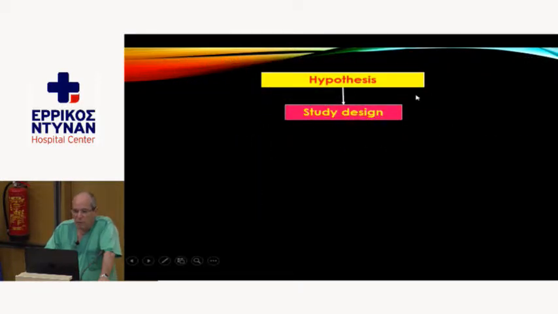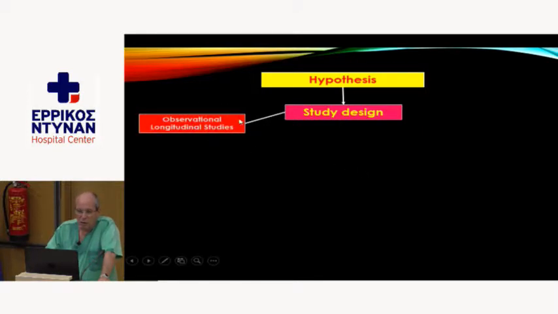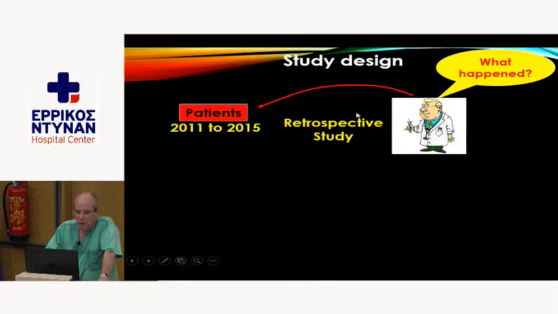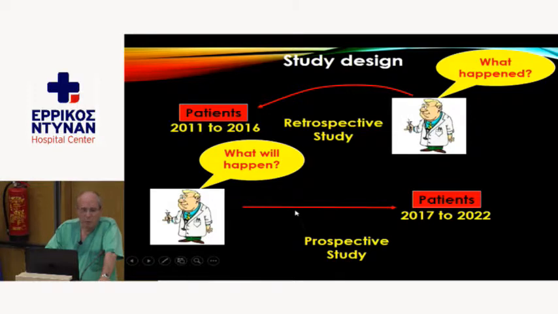Later on, when you have a hypothesis, you must design a study. The most diffuse studies that we are doing are observational and longitudinal. These longitudinal studies are, as you can see here, retrospective. So you are asking yourself what happened, and you are taking patients from a period of time, here from 2011 to 2015, and you are evaluating these patients. The study can be prospective, so you are starting now, you are looking at what happened with, say, a group of patients in the next 5 years, from 17 to 22, for instance. This is a prospective study, and the question is, what will happen?